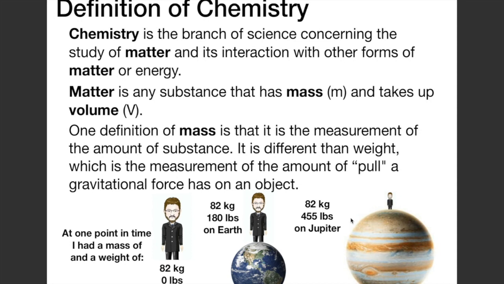If you were to take me from the Earth and place me into a void where there's absolutely no other objects around, my mass would still be 82 kilograms, but I would weigh 0 pounds. In contrast, if you took me and put me on Jupiter, my mass is still 82 kilograms, but my weight changes to 455 pounds. Mass does not change regardless of where you are in the universe. Weight changes depending on the gravitational force the object happens to be in.